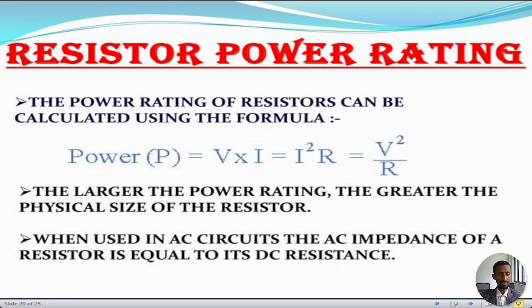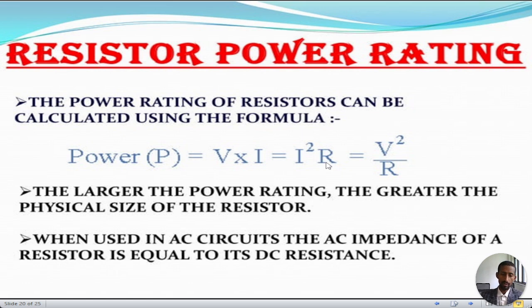The power rating of resistors can be calculated using a formula, P, which is equal to V times I, voltage times current, or we can substitute here. V by itself, by using Ohm's law, we can get this equation: V is I times R. So it will be I squared R.